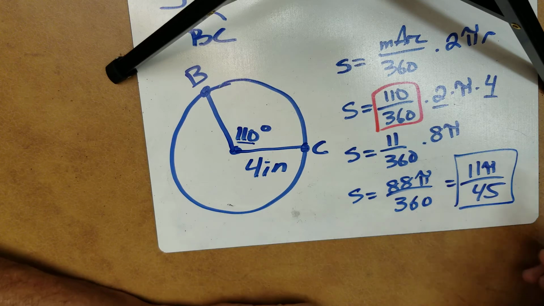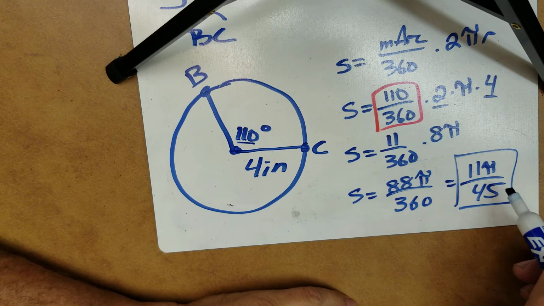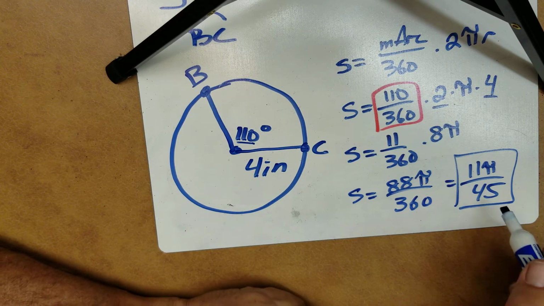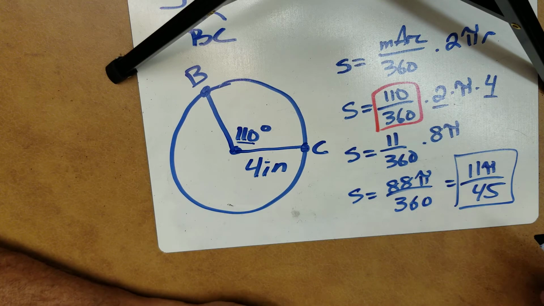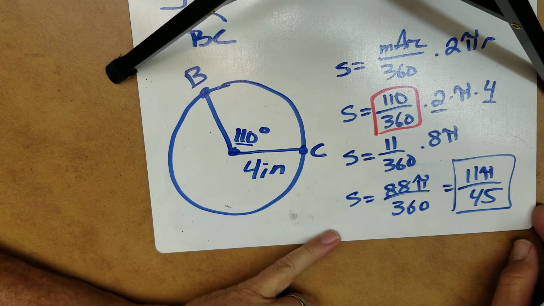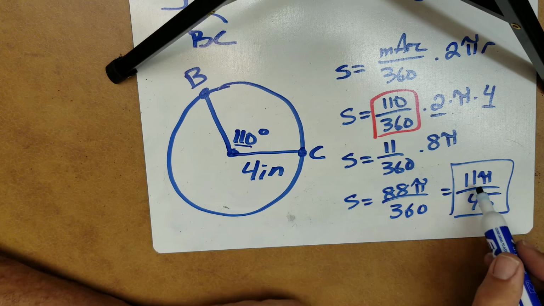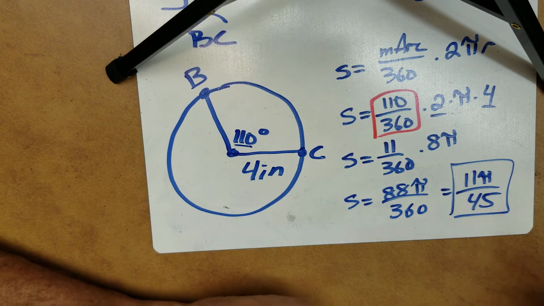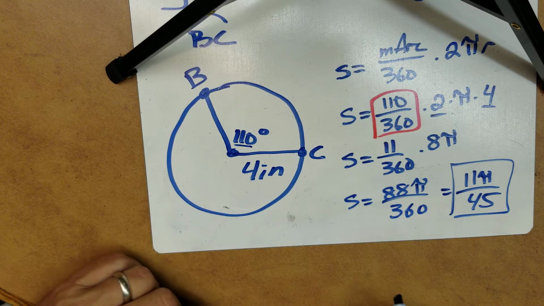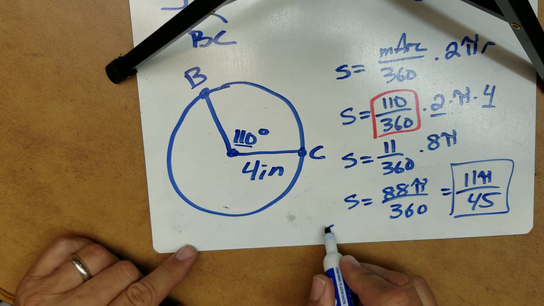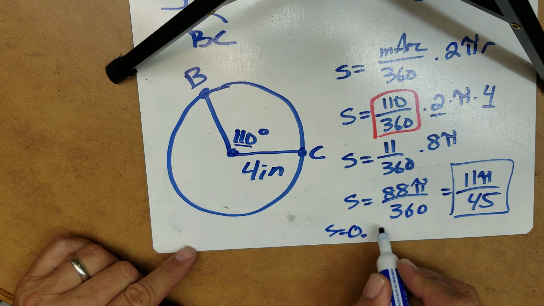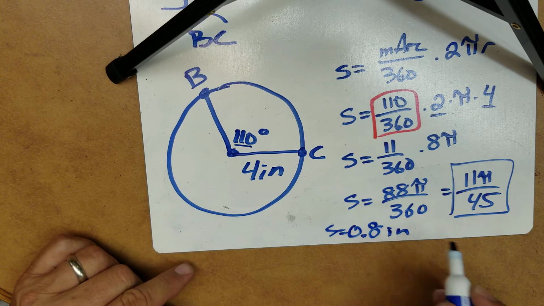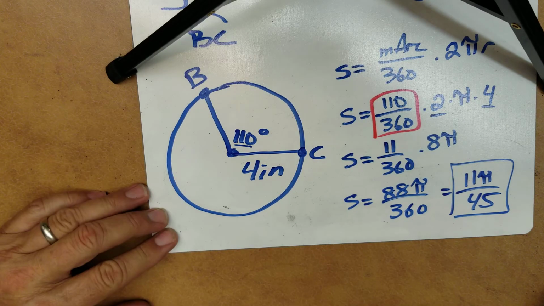Now look, this answer is something called in terms of pi. Sometimes a book or something will say, leave your answer in terms of pi. That's what it is, 11 pi over 45. That said, if all you did is just plug it into your calculator right at the beginning to get a decimal, and that is acceptable, by the way, you would have gotten approximately 0.8 inches.